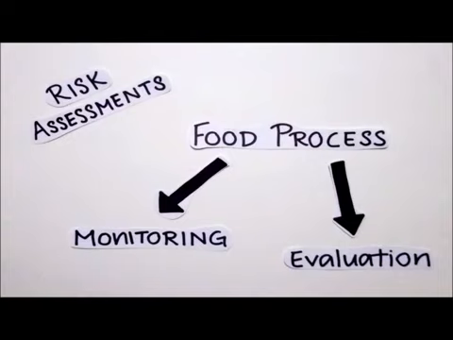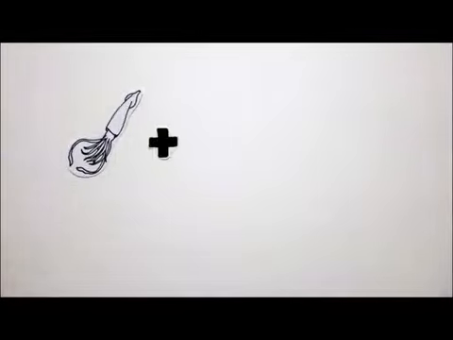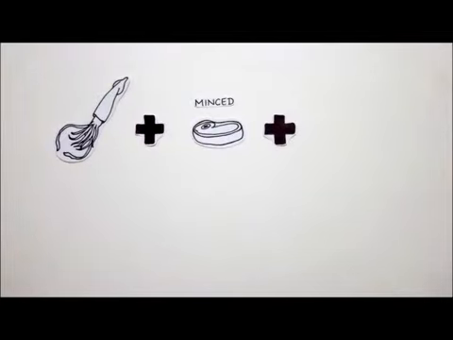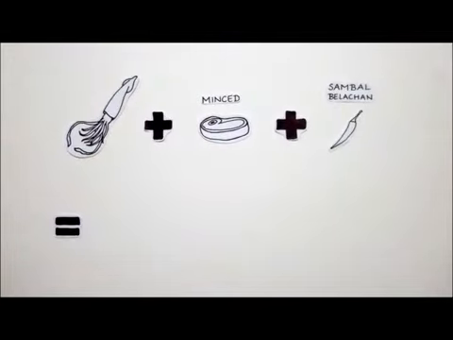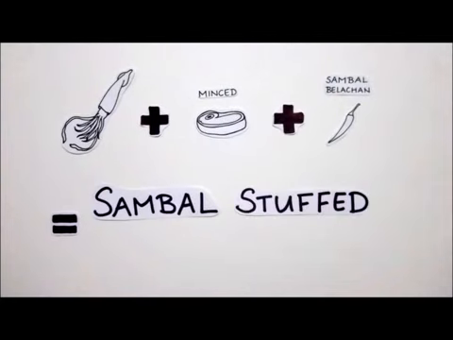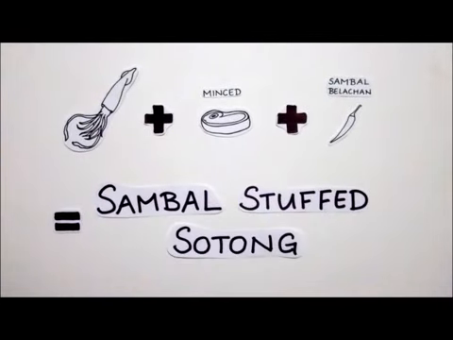A HACCP plan is usually created for a certain food process. For our HACCP plan, we have decided to use sambal stuffed sotong as our main dish. The dish is actually squid that is stuffed with minced pork meat and then baked with sambal chili sauce. Now, we will go into the 7 principles of HACCP.